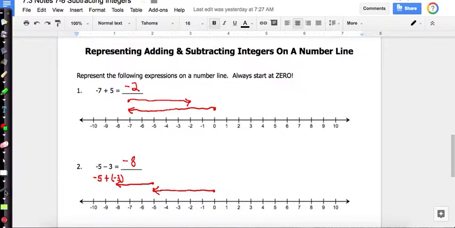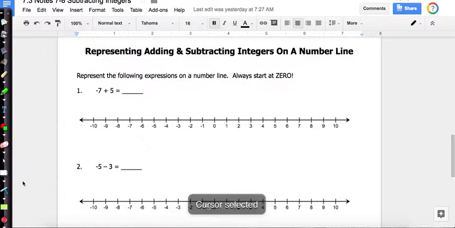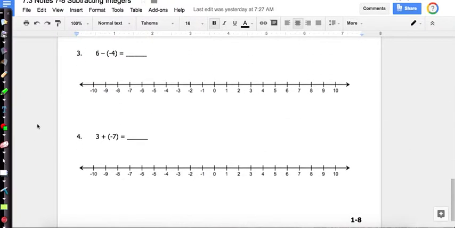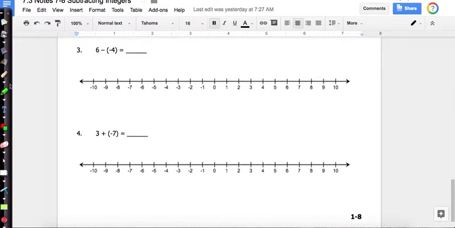Okay, moving on to example number 3. We have, once again, a subtraction. So we're going to do KCC, so we have 6 minus negative 4. So we're going to change that to 6 plus the opposite of negative 4, which is positive 4. Okay, start at 0. And we're going to go all the way to 6.